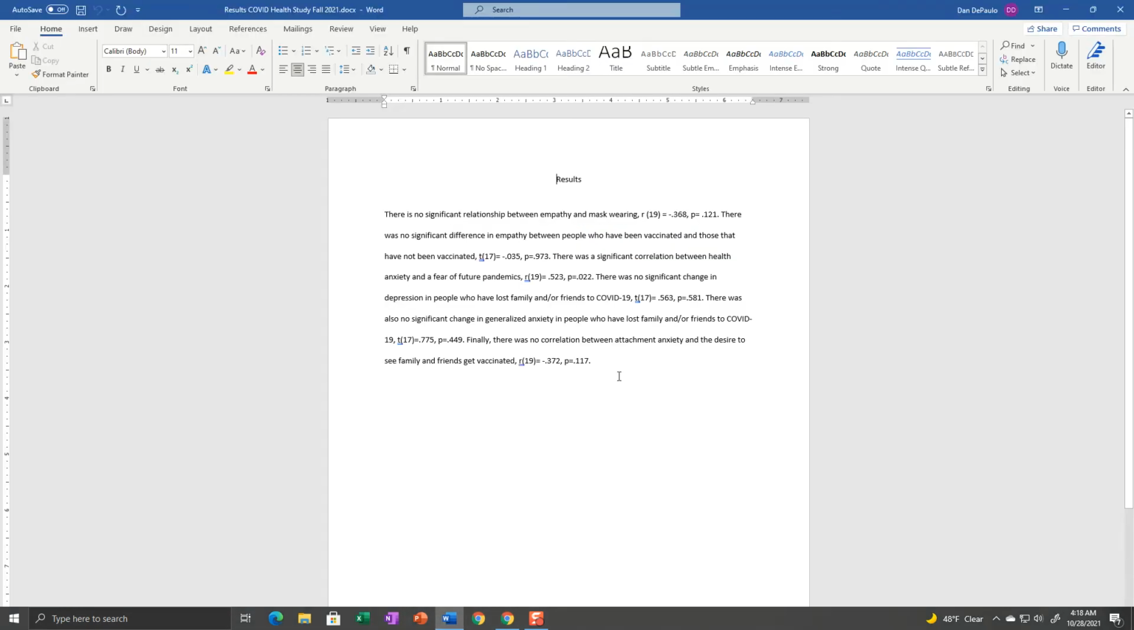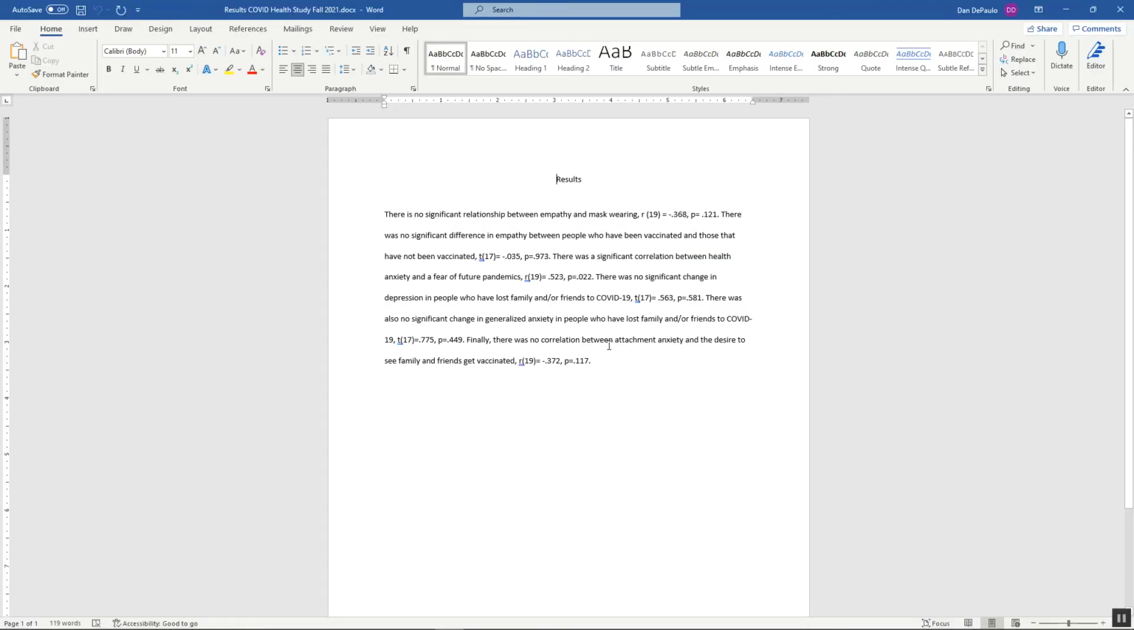Let's see what we found. And we found no correlation there. No correlation between attachment anxiety and desire to see family and friends vaccinated. It's actually negative here, but it's not significant, which basically means it's not different than zero. So those are disappointing results, because we had 5 hypotheses and we only supported one of the 5. And that was the health anxiety correlation with fear of future pandemics.